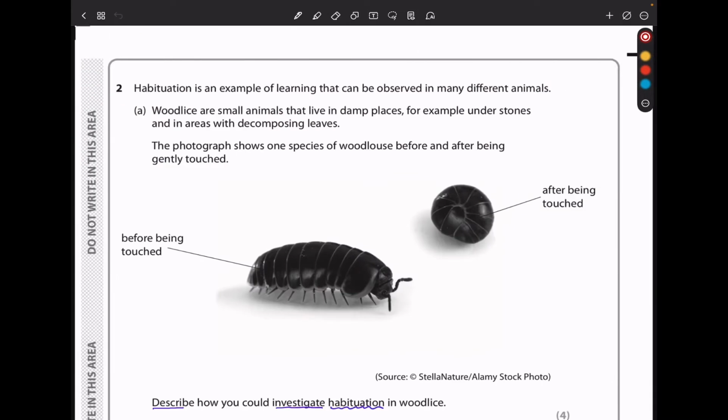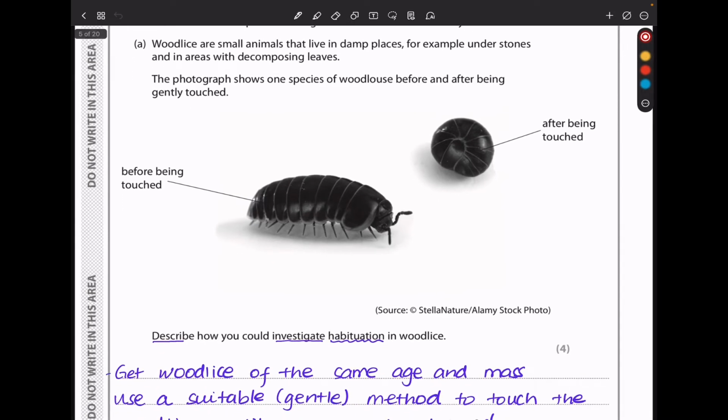In question 2, habituation is an example of learning that can be observed in many different animals. Woodlice are small animals that live in damp places, for example under stones, and in areas with decomposing leaves. The photograph shows one species of woodlouse before and after being gently touched. So this is before it's touched, and that's after it has been touched. We can see it has curled up.